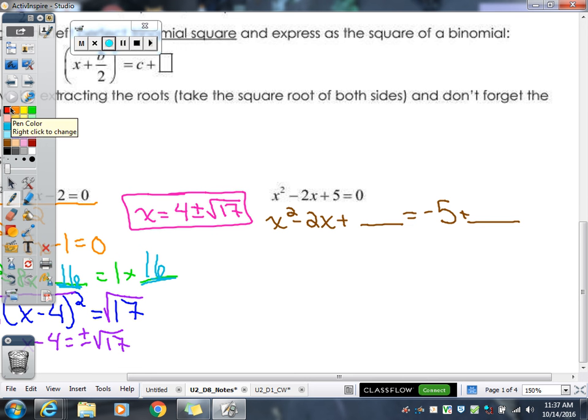So I'm going to take my 2, divide it by 2. What do we get? 1. 1 squared is 1. So how would this factor? X minus what? X minus 1 squared. It's going to equal a negative 4.